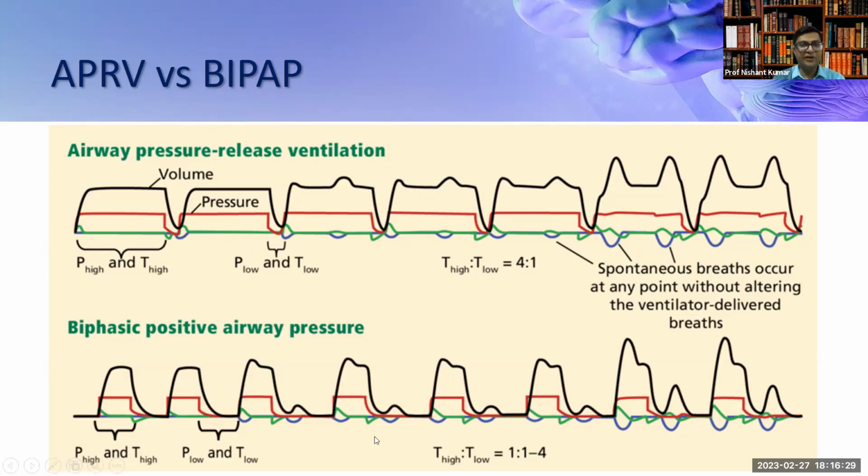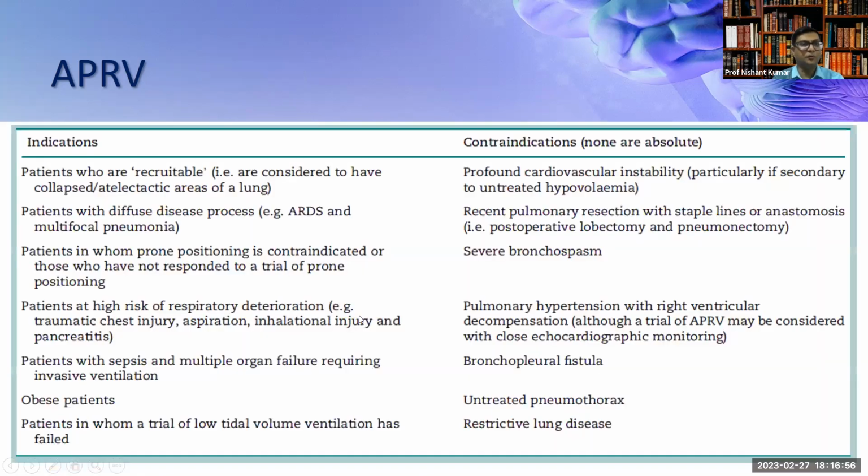Whereas in biphasic positive airway pressure, you have the P high and T high, and you have the P low and the T low. And again, the breaths can occur at any time, and this can be used for a purely spontaneous mode. Both of them, in fact, can be used as purely spontaneous modes, but here there will be some breaths which will be delivered based on the T high to T low ratio.